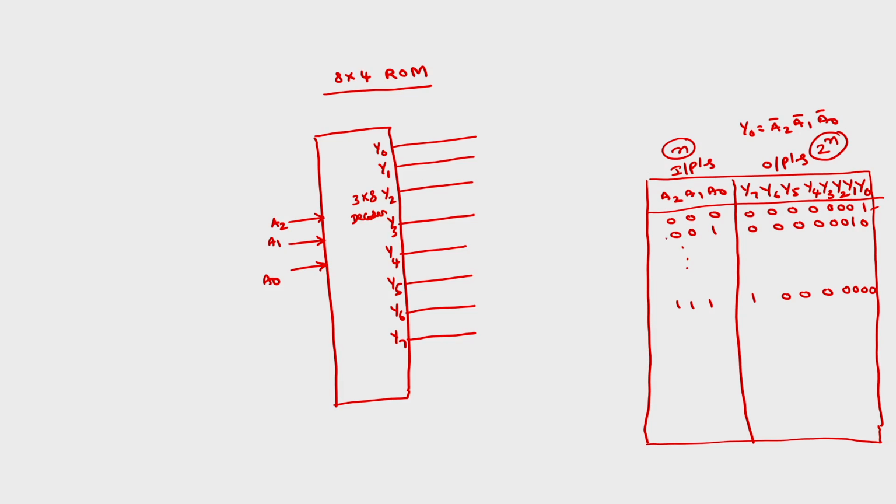And if I take the Y1, A2 is 0, A1 is 0, A0 is 1. So this is basically Y1 will be A2 bar, A1 bar, A0. Okay. Because all these details are required to interface the memory to the microprocessor. So inside this decoder we will be having 8 3-input AND gates.